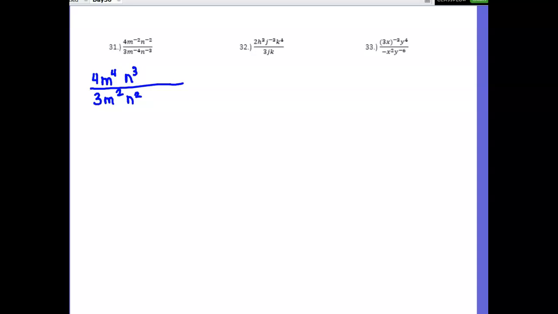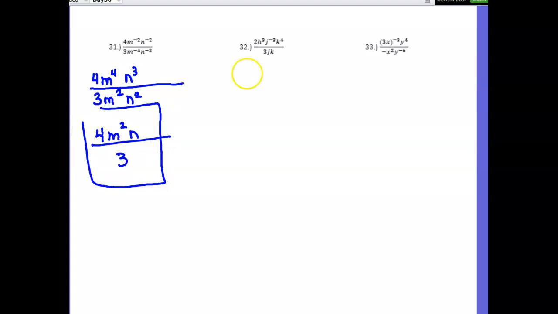Okay, so all I did was take the reciprocal of each, and then now I'm going to divide. So my rule is I subtract, so I end up with 4. M is going to be to the 2nd power, n is going to be to the 1st power, and then the only thing we have on the denominator is 3.